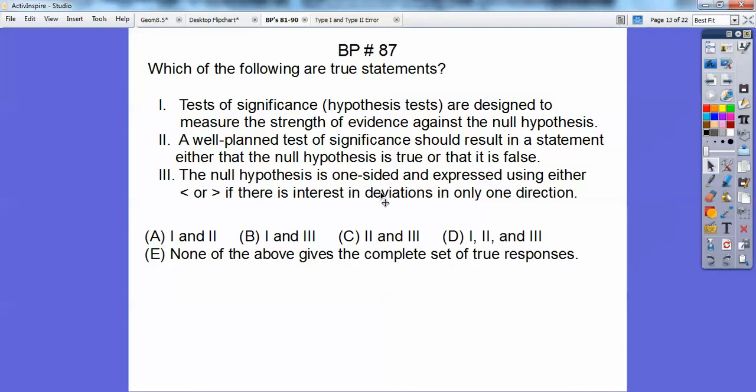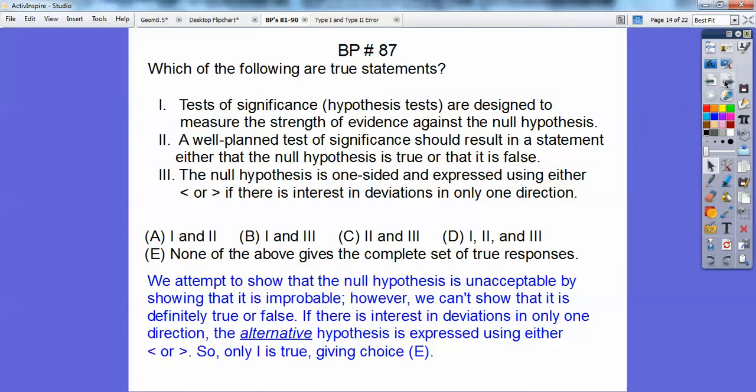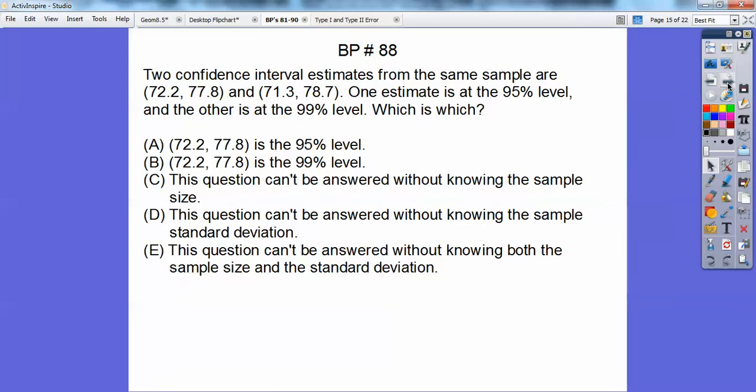Well, that sounds true, except it's the alternative hypothesis. Your null hypothesis is that it equals whatever the mean is, you guys, or whatever you're trying to do. Okay, your alternative is the one-sided less than or greater than. So the only one that's true, you guys, is choice 1 right there. So that explains what I just said. And so none of them are choice 1, so it's none of the above that gives the complete set of true responses. The only one that's true is 1. Okay, so none of them are true.